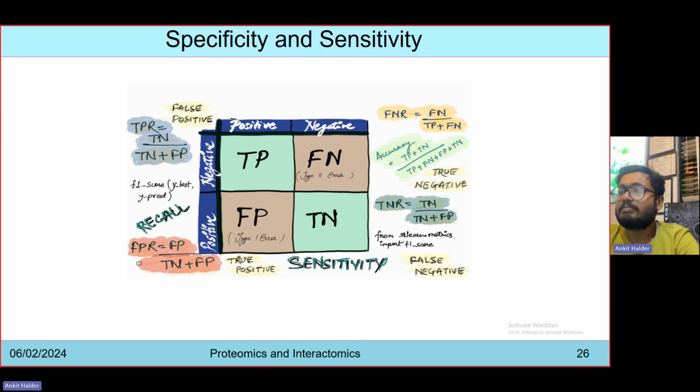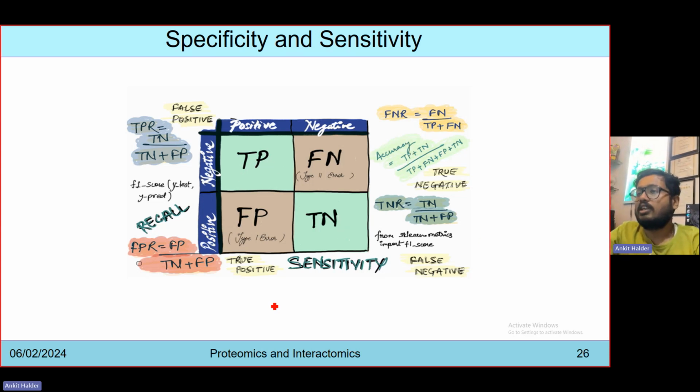So this is a basic score. One score is the recall. The false positive rate is the false positive divided by the true negatives plus the false positives, and the true negative rate is the true negative divided by true negative plus false positive. And this is the accuracy score, that is true positive plus true negative divided by all. And this is the sensitivity and the specificity difference.